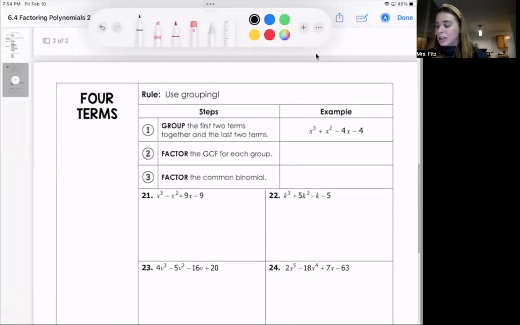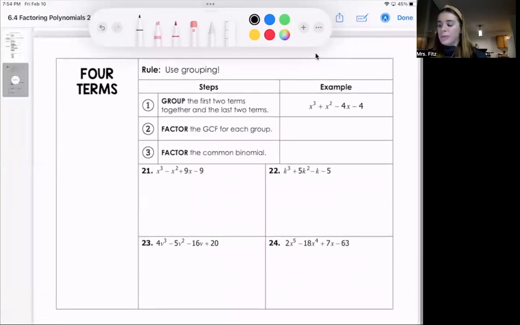All right, so the next section that we are going to be looking at is when you have 4 terms. We're going to learn a new factoring method called grouping. So using this example up here, when there's 4 terms, what you can do is group the first 2 terms and the last 2 terms together, just like that. Now, pull out the GCF between the groups. So x cubed and x squared, they have a GCF of x squared. And I'm going to go ahead and write down what's left. X cubed over x squared is just x, plus x squared over x squared is 1.